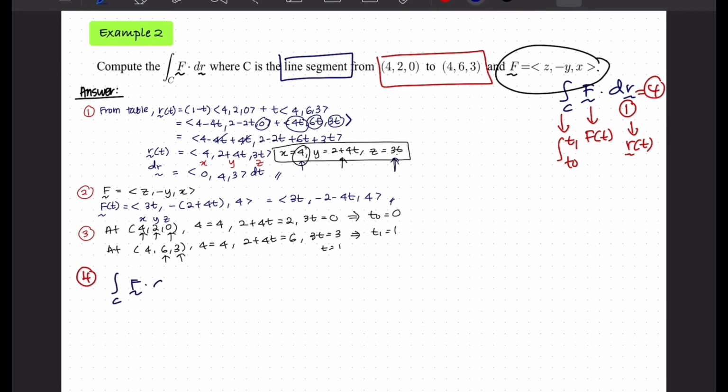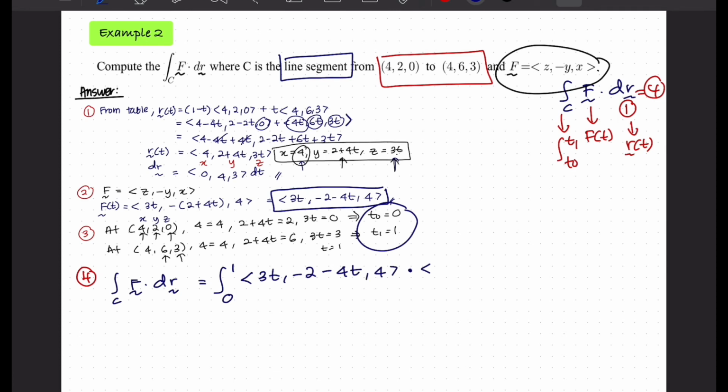Let's see, F dot dr. Substitute. Now we have t0 until t1, so t0 is 0 to 1. The vector F, F(t), is here: (3t, negative 2 minus 4t, 4), dot product with dr. dr is here: (0, 4, 3) dt. Then solve the dot product first.